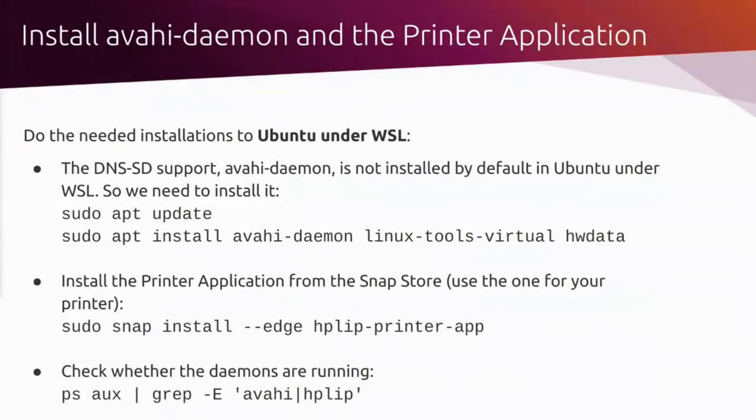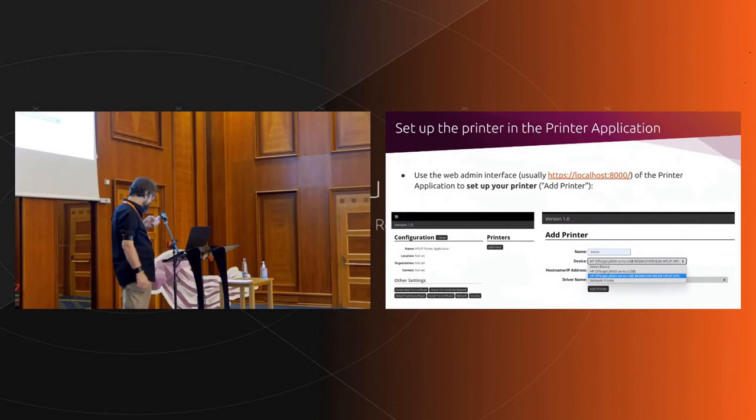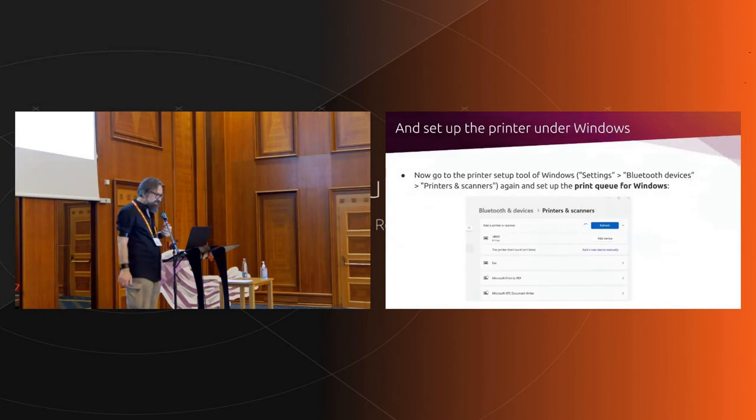And if you have done so, you open the web interface of the printer application, localhost colon 8000, and there you set up the printer: add printer, enter printer, select printer model and driver, or select the first detected printer. The driver for it inside the printer application is usually auto-selected. If not, you can also select manually. Once you have done it, you go back to the printer setup tool of Windows, and there you will see the printer automatically coming up as a printer supported under Windows, and you can print under Windows.